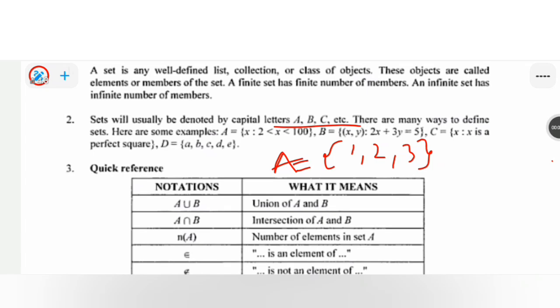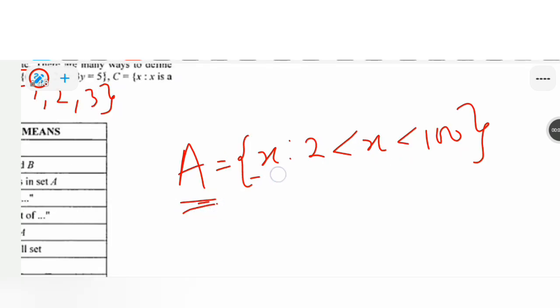There are many ways to define a set. A set can be defined by listing out the elements of the set, just like what you have here: A is equal to 1, 2, 3. Just list out the members of the set. There's also another way, which is the set notation method. Here, A is equal to x such that 2 is less than x and x is less than 100. This colon means such that.